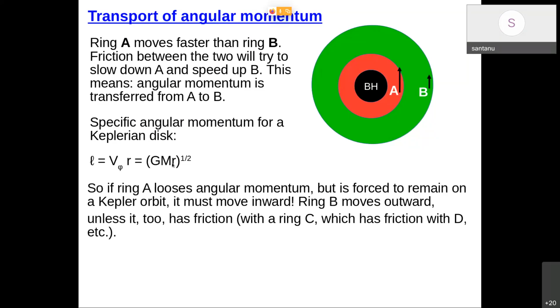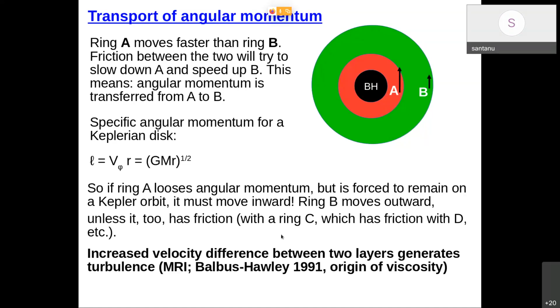write or estimate the specific angular momentum of the Keplerian disk. If ring A loses angular momentum but is forced to remain on a Keplerian orbit, it must move inward. Ring B moves outward unless it too has friction with ring C, which has friction with D, likewise. As we can see, A and B have a relative velocity. If the relative velocity between these two layers increases, it can generate turbulence, and this is called the Balbus-Hawley instability or magnetorotational instability, and this can be the origin of viscosity.